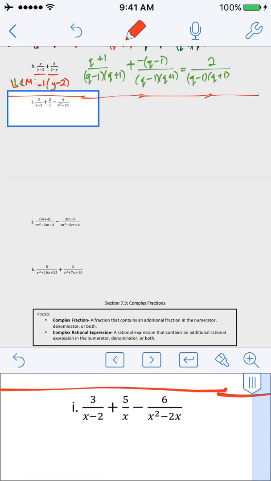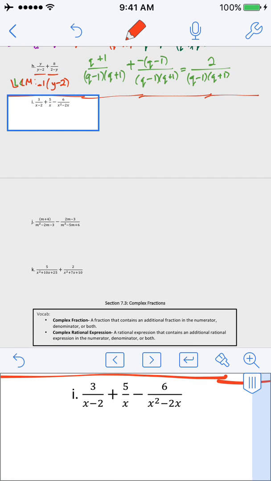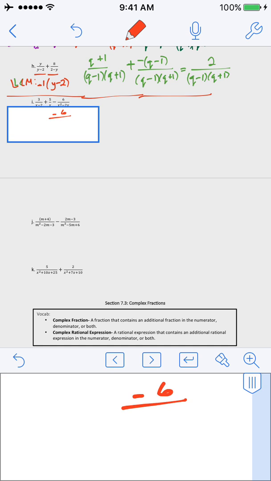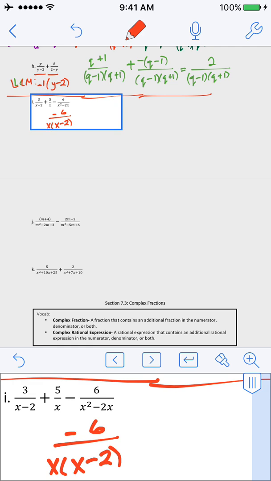So, first off, let's find that LCM. Before I can do that, I have to get these in lowest terms, right? So I've got x minus 2, definitely lowest terms. X, definitely lowest terms. This one, I'm gonna rewrite it as negative 6 over x times x minus 2. Right? Take out an x.